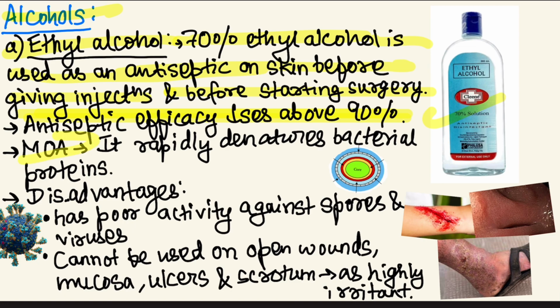And the mechanism of action of alcohol, that is ethyl alcohol, is basically it rapidly denatures the bacterial proteins. The disadvantages are that it has very poor activity against spores and against viruses. Also, it cannot be used in open wounds, on the mucosa, on ulcers, and it cannot be used on the scrotum because it is highly irritant in nature.